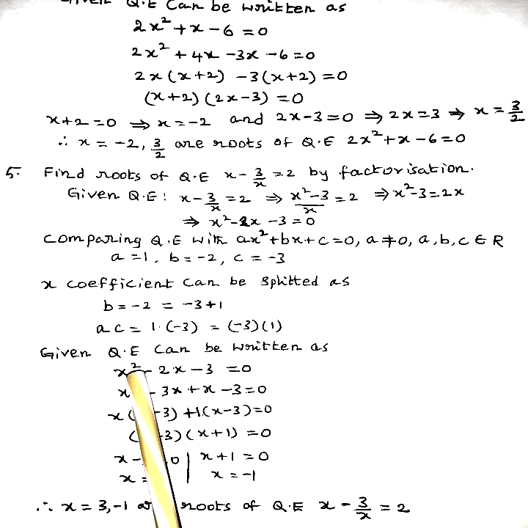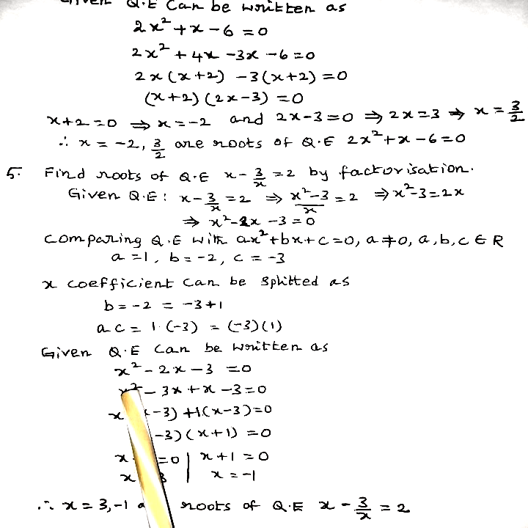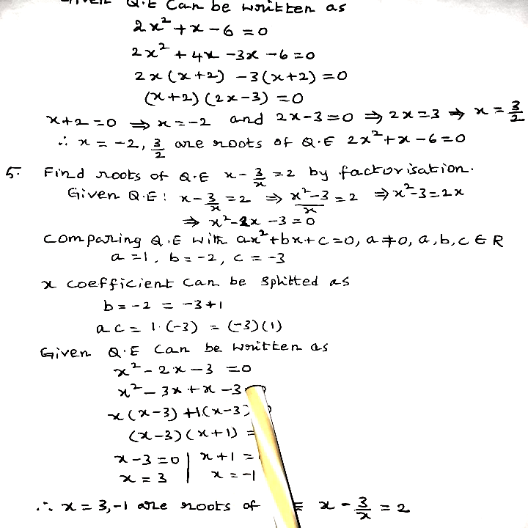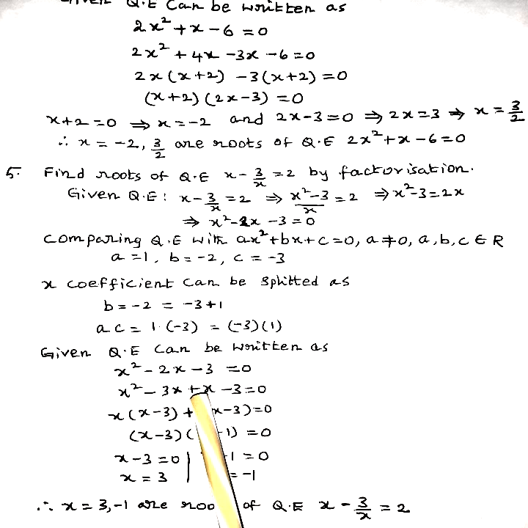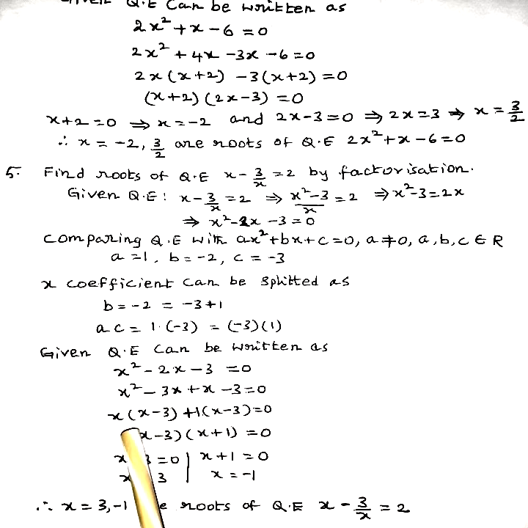The quadratic equation can be written as x square minus 2x minus 3 equal to 0. So, minus 2x can be written as the sum of minus 3x plus x. From these two terms, x square minus 3x, we take x as common factor and can write x multiplied by x minus 3. x minus 3 can be written as 1 multiplied by x minus 3. x minus 3 is common factor here in these two terms.